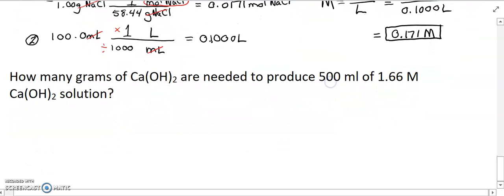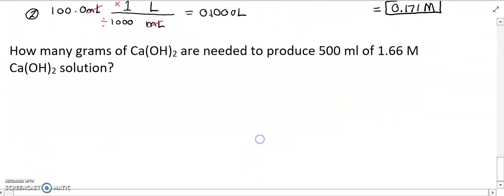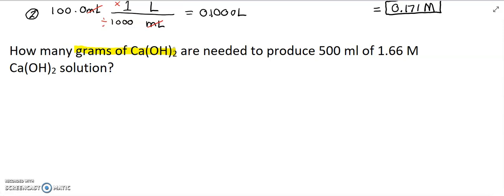How many grams of calcium hydroxide are needed to produce 500 milliliters of a 1.66 molar calcium hydroxide solution? And wait, this problem can kind of throw you off because it's asking for grams. But remember that in a molarity problem, as long as I have moles and a molar mass, I can turn it into grams. So when I'm taking a look at this, that's a step that I need to do at the end. So what do I have to start?